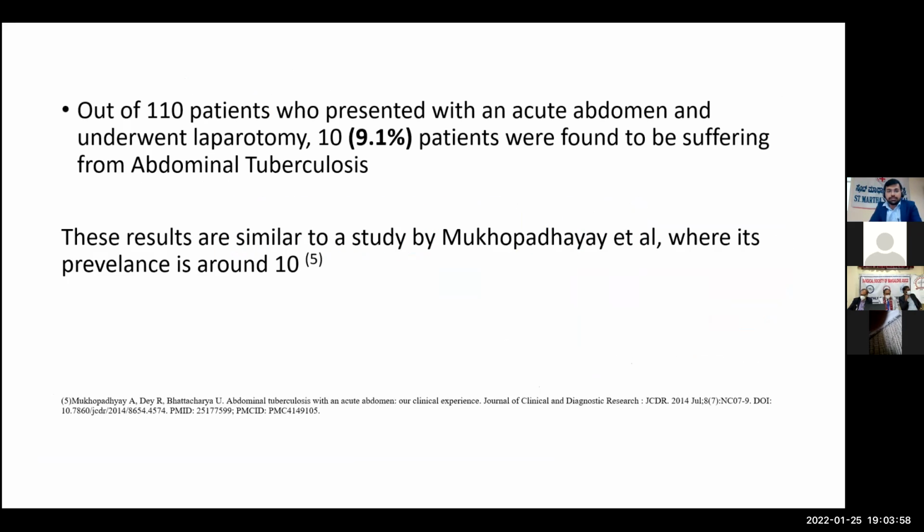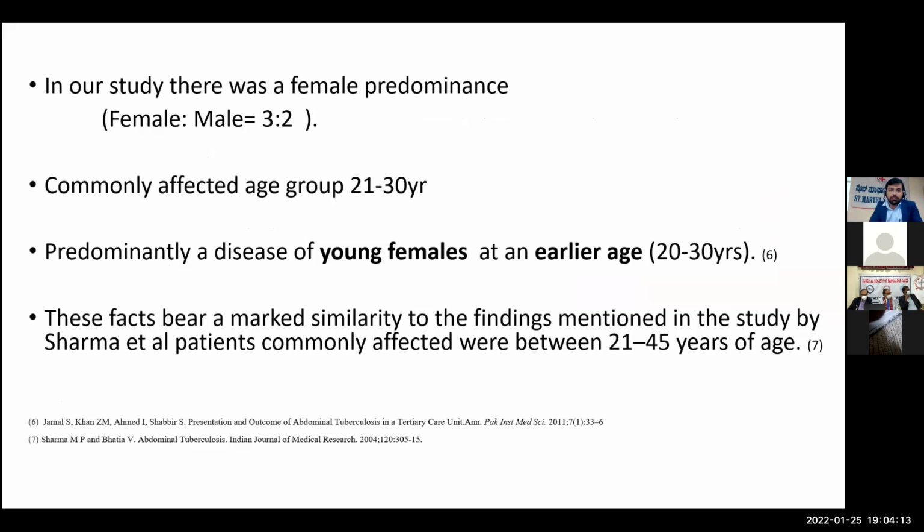Coming to the discussion, out of 110 patients who presented with acute abdomen and underwent laparotomy, around 9.1%, that is around 10 patients, were found to be suffering from abdominal TB. This result is similar to a study by Mukhopadhyay et al., where the prevalence was seen around 10%. And our study showed a female predominance, and the common age group was 21 to 30 years.